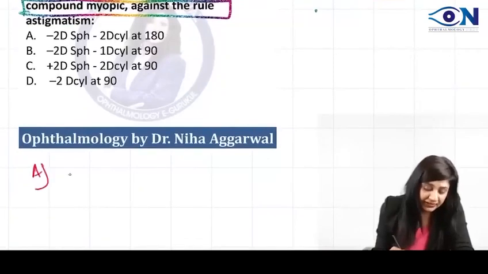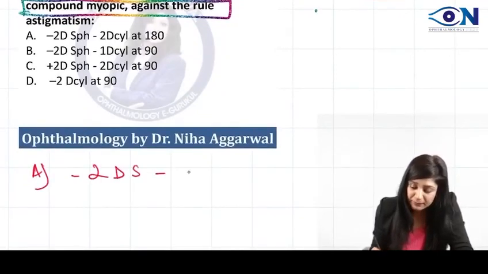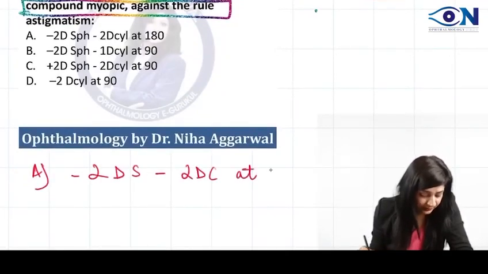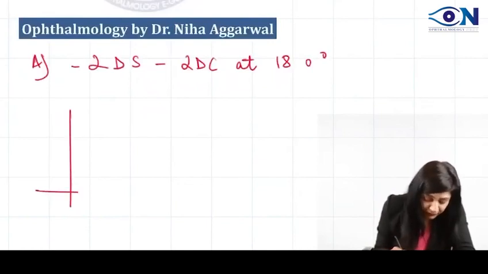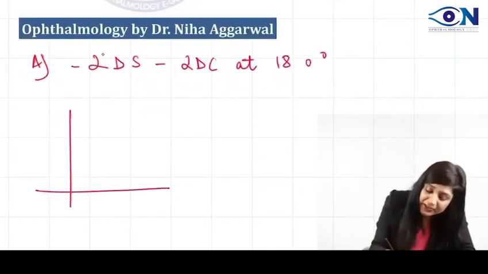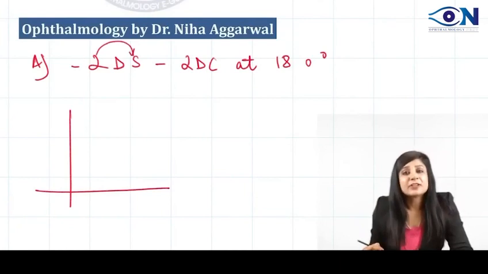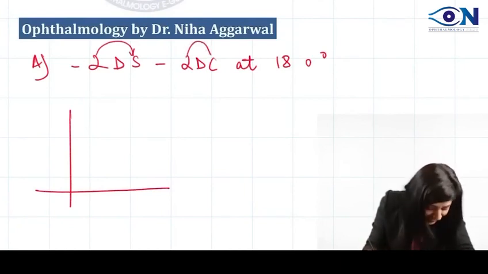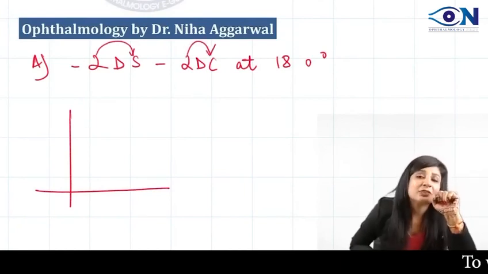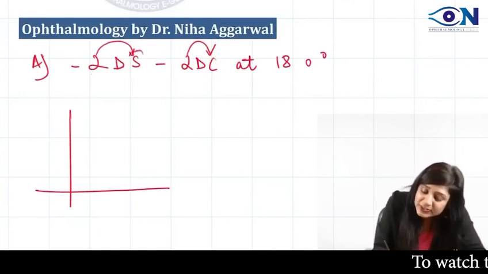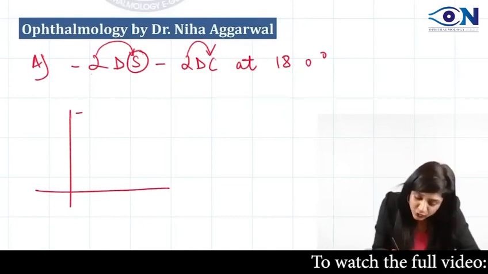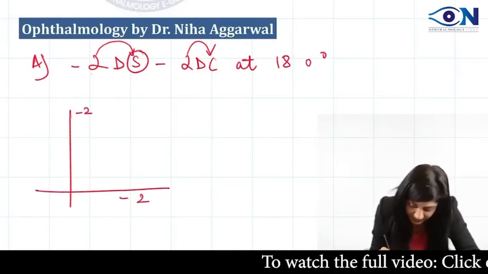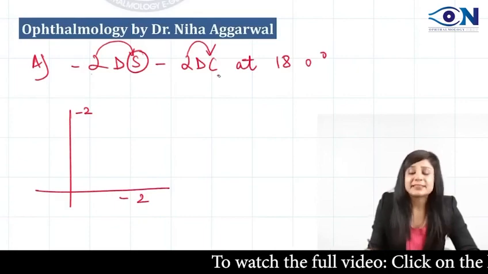A पर चलते हैं. It is -2 diopter spherical and -2 diopter cylinder at 180 degree. ये देखो, तो whenever I say I have to convert this into retinoscopic finding, -2 is a diopter spherical and -2 is a diopter cylinder. So how to convert this into retinoscopic finding? -2 is a spherical. Spherical matlab equal in all the meridians. So -2 here also and -2 here also. -2 diopter cylinder at 180.